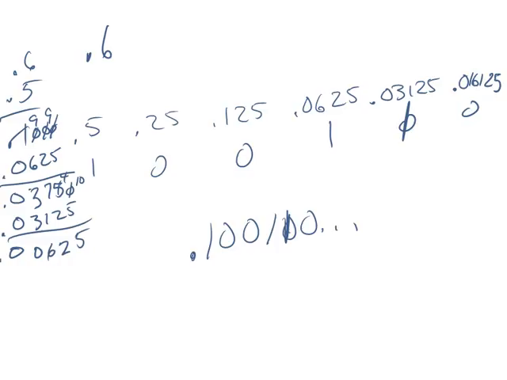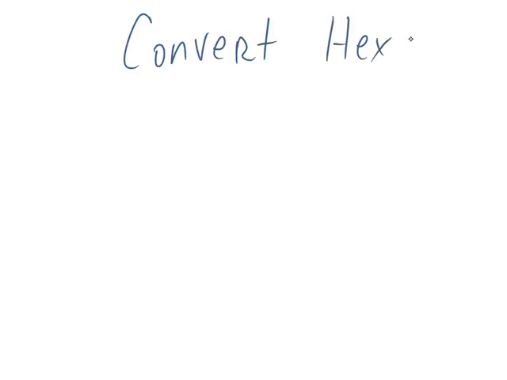Now, in your lab book, it's going to ask you to convert hex decimals, and I mean hex decimal places. So you would have something like 2F point CB. That's kind of pitiful looking, isn't it? 2F dot CB, and we're going to convert that to binary.